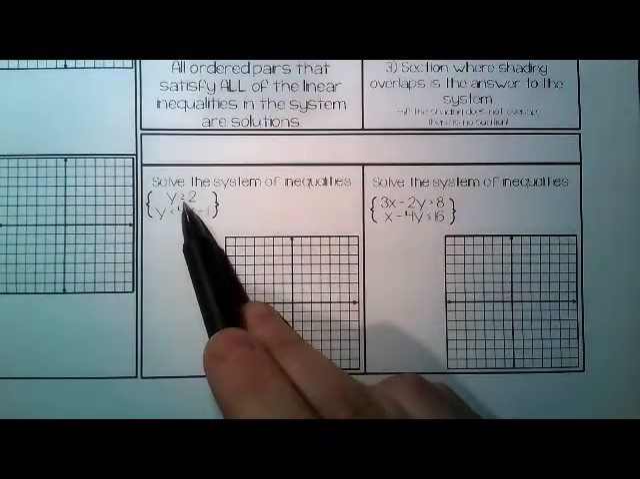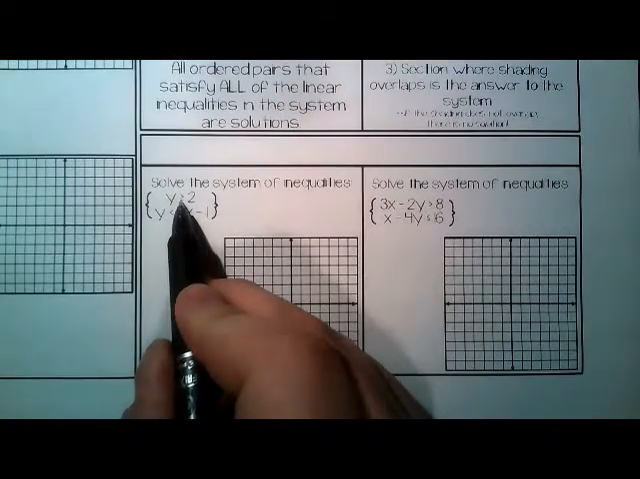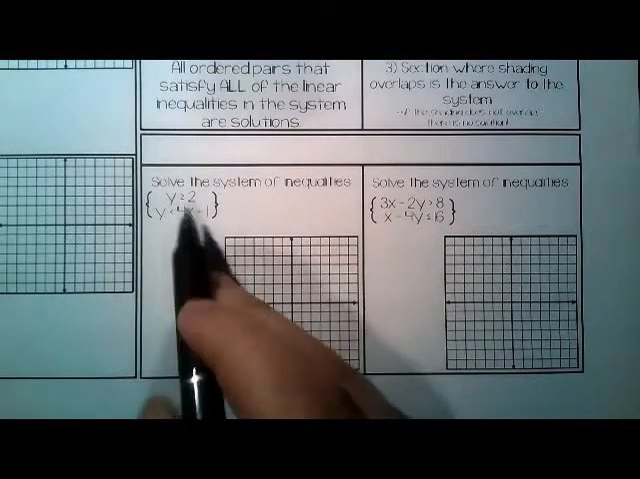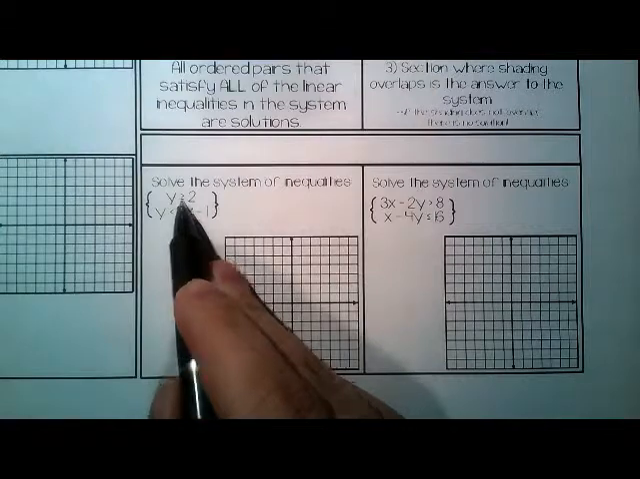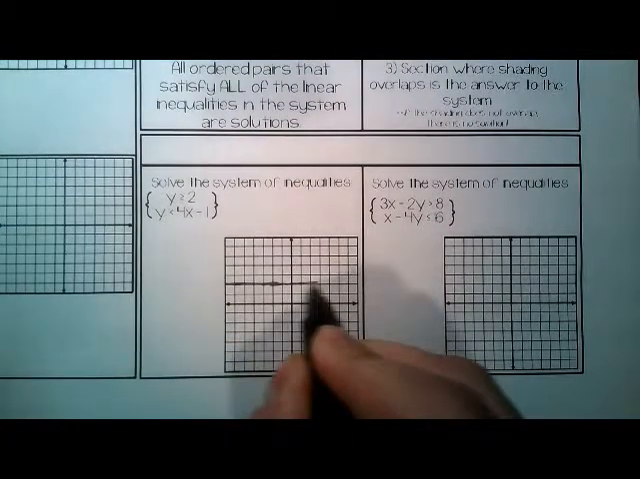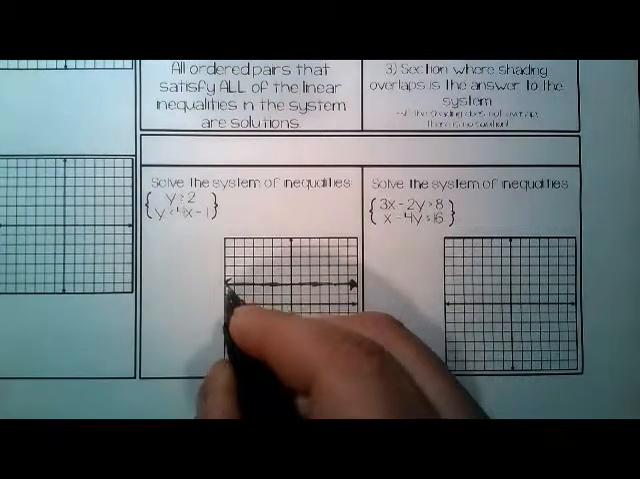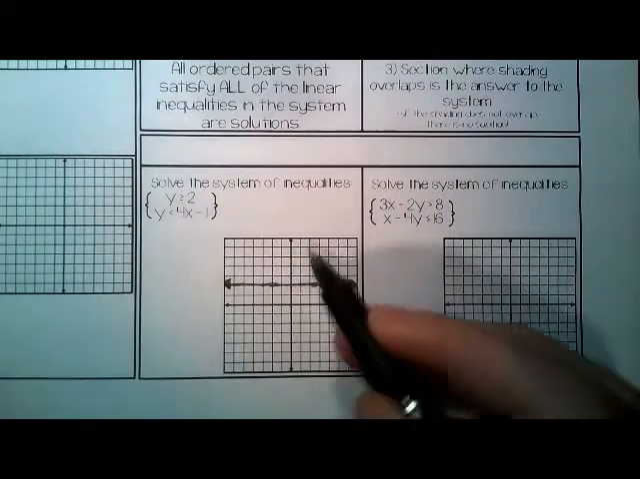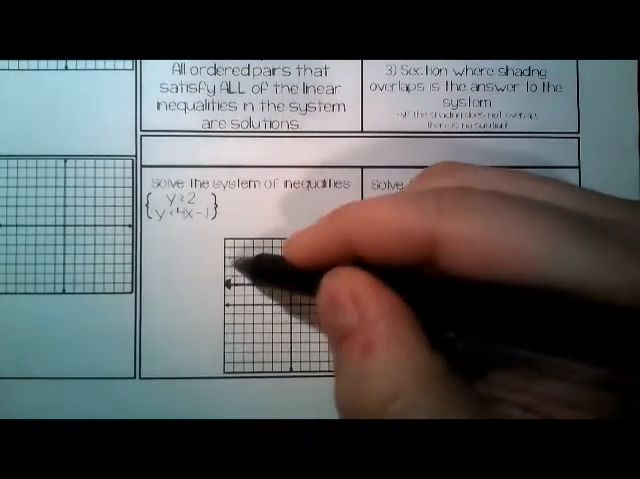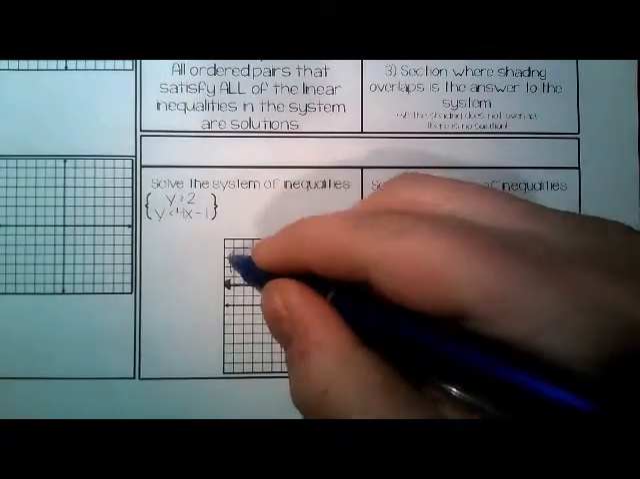Y is greater than or equal to 2. Okay, so we've got this or equal. So it's going to be a horizontal line through 2, and it's going to be a solid line right through 2. And the area that I would shade is the area above, because it's all the values greater. So I'm shading this area, and I'm actually going to shade it in another color. I'll shade it in blue.